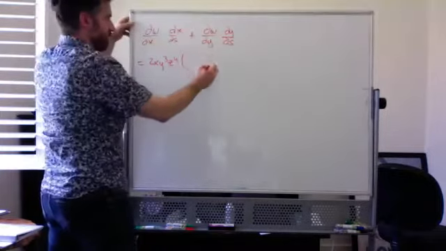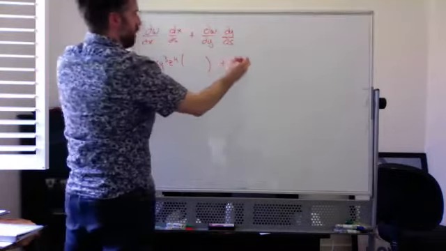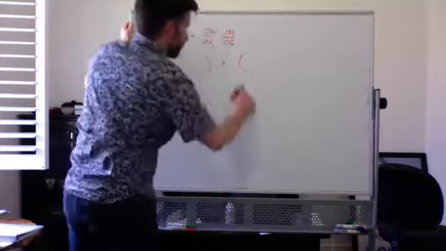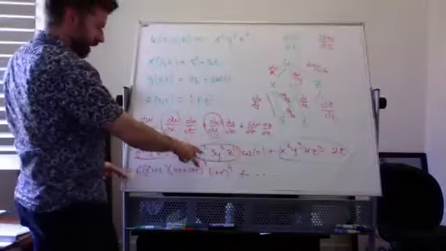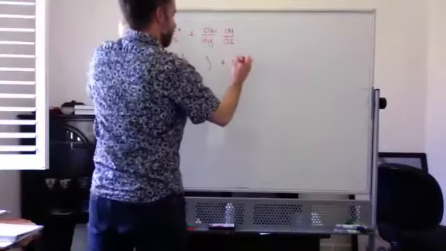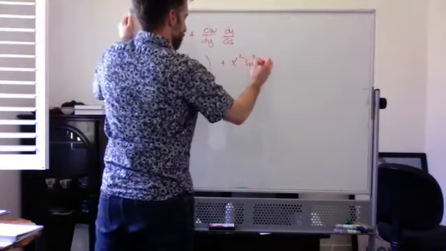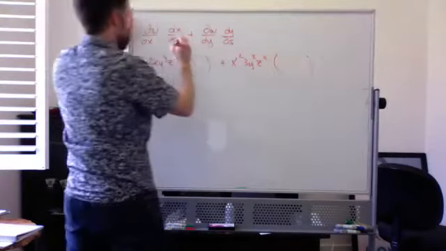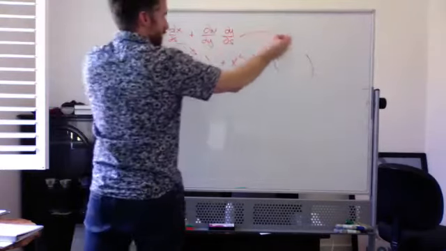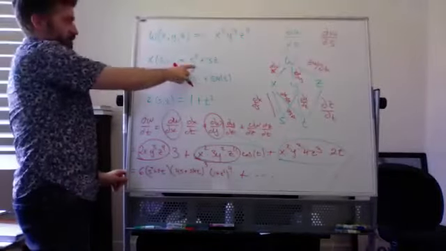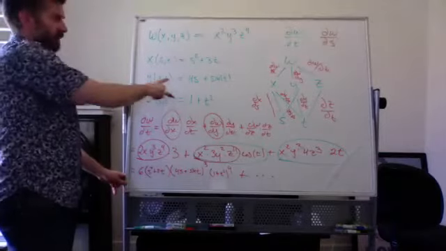Times whatever the derivative of x with respect to x is, plus, sorry, the del w del y, which is x squared through y squared z to the fourth, times whatever del y del s is. So del x del s is 2s, del y del s is 4.